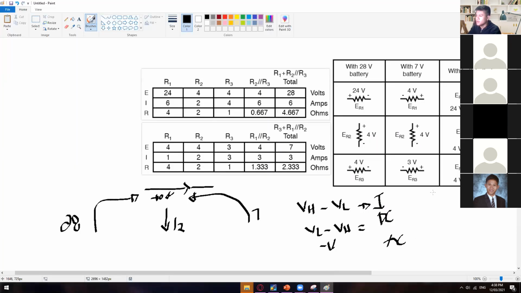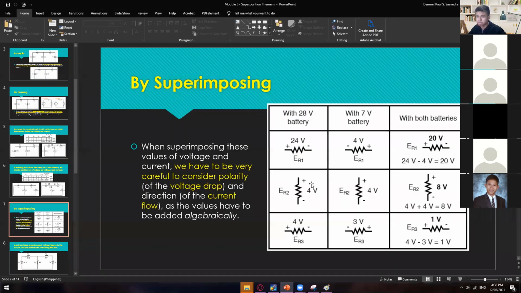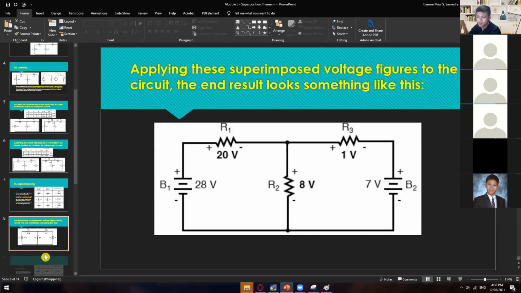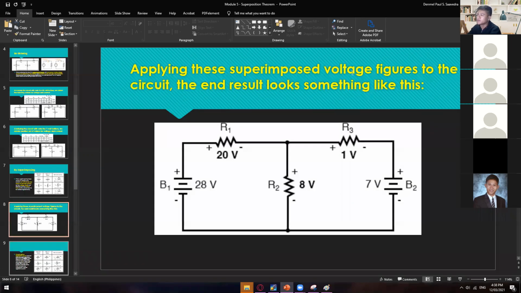All right. So are we clear so far on how we got this one? Yes, sir. All right. So this one is a lot easier, I would say, but the solution is maybe a lot longer. But this one is easier than the other. Anyway, applying the superimposed voltage figures to the circuit, the end result looks something like this. We now have the current flowing right here and then going down through our 7 volts. And here are the combined voltage drops on the resistors.